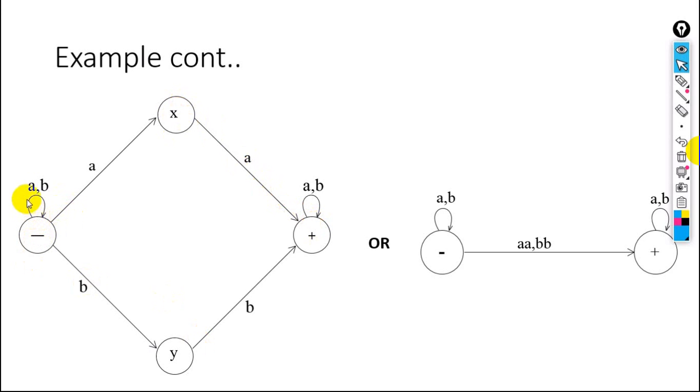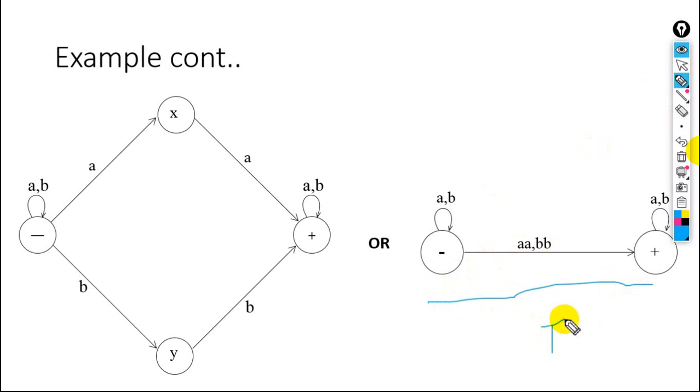Minus, this is the start state. At the start we have A comma B. What does it mean? It means (A plus B) star. And at the plus state we have (A plus B) star. At the end we have (A plus B) star. So here double A, this is the transition for double A, and this is the transition for double B. We can also draw it like this. Look at this, double A comma double B. It means double A or double B. So we can draw the transition graph just like this.